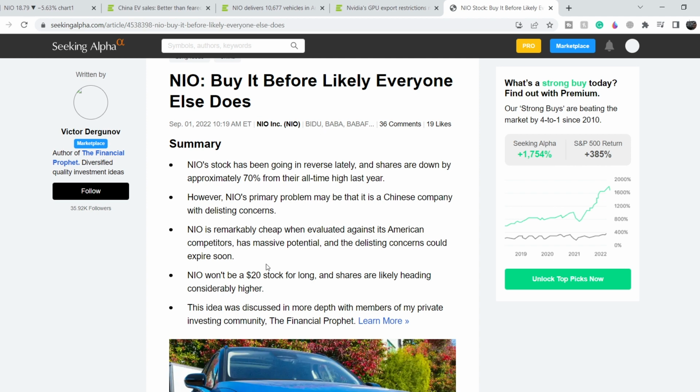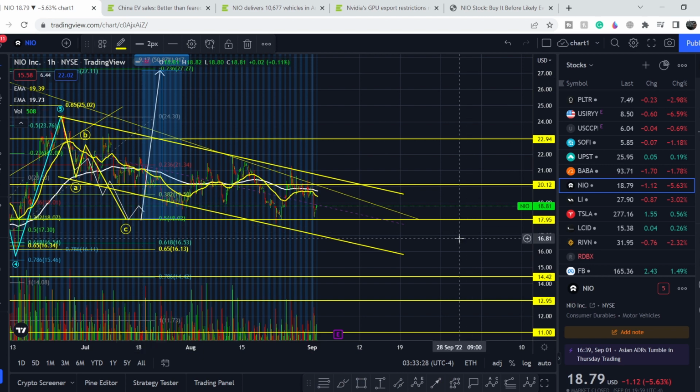So definitely I agree with this article, and in the long term, in my opinion, NIO might bring a lot of profits for their investors, and that's why just patiently wait for the entry point if you want to catch the trade. But if you want to invest in this asset, just accumulate on every daily red candle.